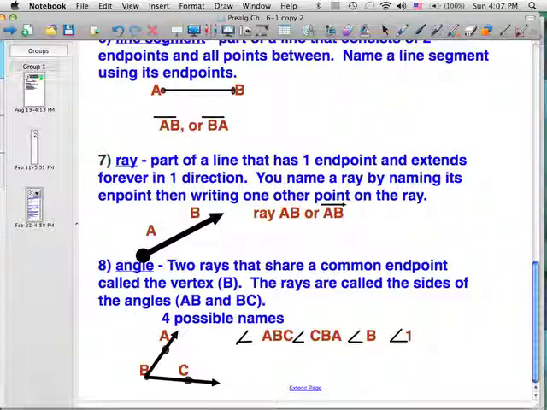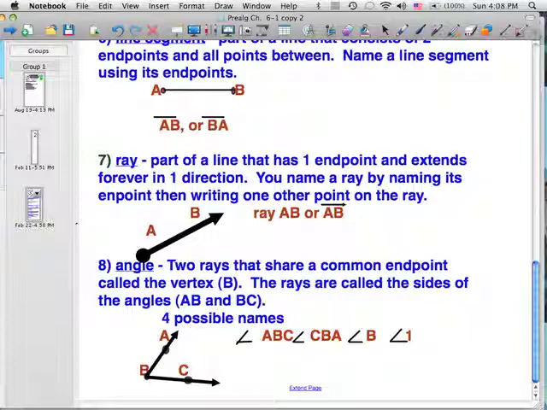An angle is 2 rays that are joined together and share the common endpoint. And we call that endpoint the vertex. In this case, ray BA and ray BC share the endpoint B, and they make an angle. So B is the vertex, and the rays are the sides of the angle. So we have ray BA and BC making the angle.